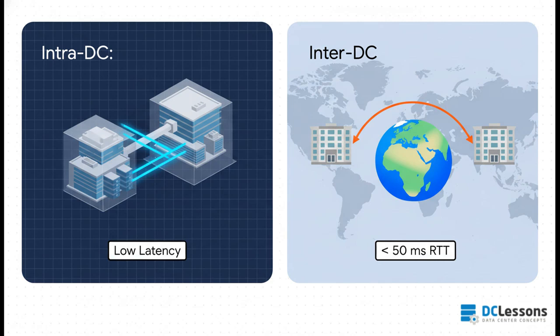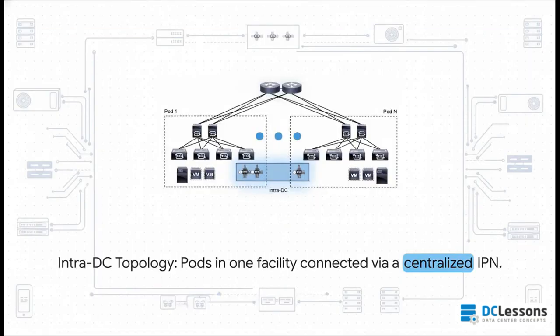And on the other hand, you've got connecting pods across different geographical sites, which is where things like disaster recovery and workload mobility come into play, and where latency becomes a huge design factor. Here's a classic example of that first bucket, the intra-data center setup. Maybe you've got a massive facility and you're hitting that 200 leaf limit, or you just need to connect server rooms on different floors. In a case like this, you can use a simple pair of core switches to act as your centralized interpod network.